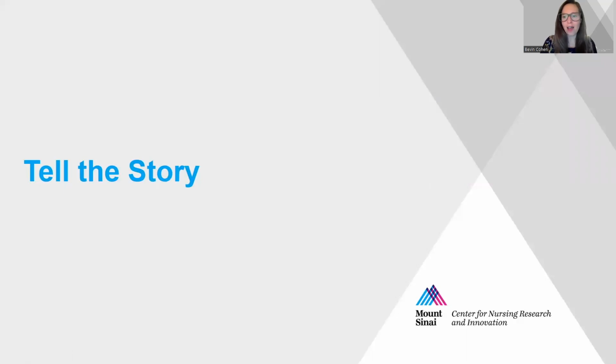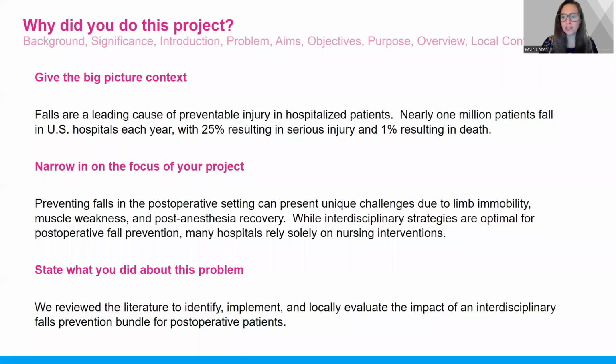So the goal of the abstract is really to tell a story about your work. And for the purpose of this example, we're going to tell a story about a falls prevention program. And the very first thing that we're going to do is tell our audience why we did this project. And the first sentence I always recommend is to give the big picture context outside of your organization. Generally, why is this important? And why would other people care about what you did?